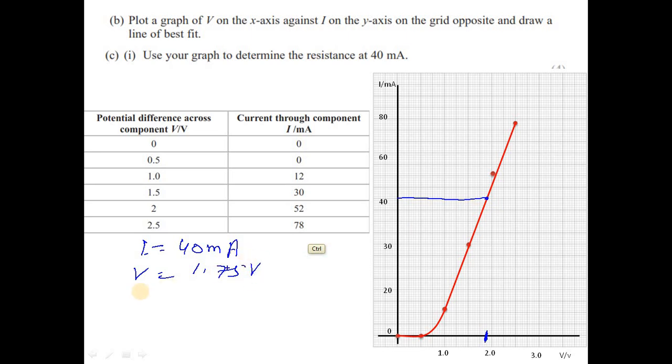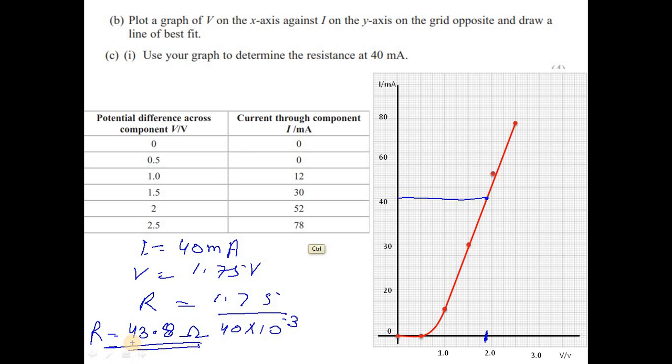And then resistance is equal to V over I, which is 1.75 divided by 40 into 10 to the power minus 3. Please don't forget to write 10 to the power minus 3. So when you solve this, you have R equal to 43.8 ohm. This is the resistance at 40 milliampere.